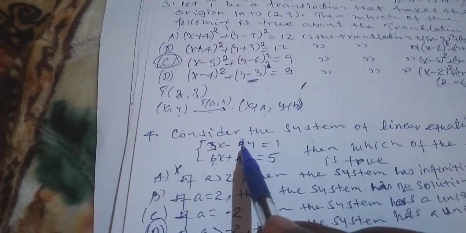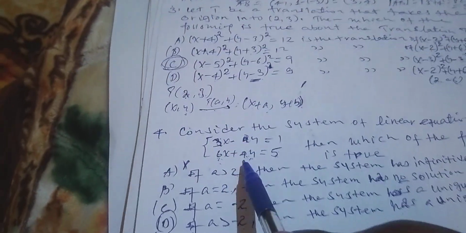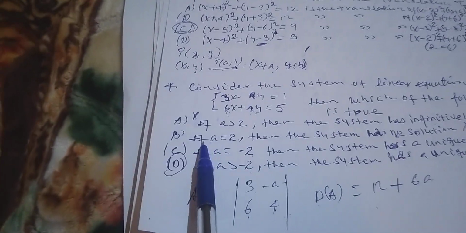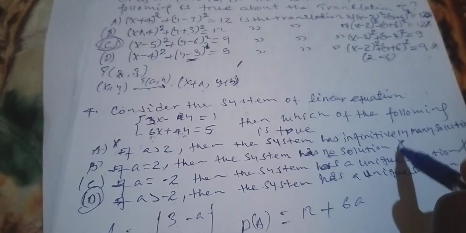Look at B. If a is equal to 2, what does it mean? 3 over 6 is 1 over 2. Negative 2 over 4 is minus 1 over 2. If this ratio is different, we can say the system has a unique solution. But it says if a is equal to 2, the system has no solution. So this is false. Look at C.